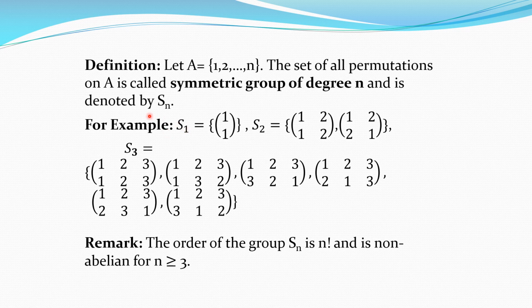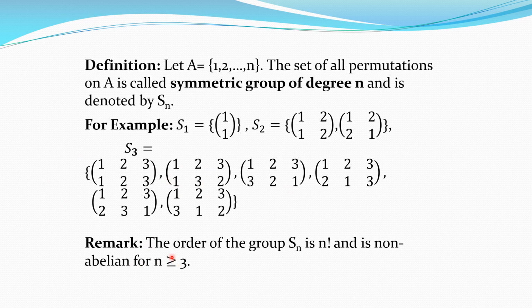Then what is S2? The set of all permutations on A equal to {1, 2}. There are two permutations that we can define. In one case, 1 goes to 1 and 2 goes to 2, that is the identity permutation. And in the second permutation, 1 goes to 2 and 2 goes to 1. So S2 contains two elements. And S3 contains the permutations defined on 1, 2, 3. So the domain is 1, 2, 3, and in every case, the first row is 1, 2, 3. Then 6 functions are possible. So S3 contains 6 such permutations.